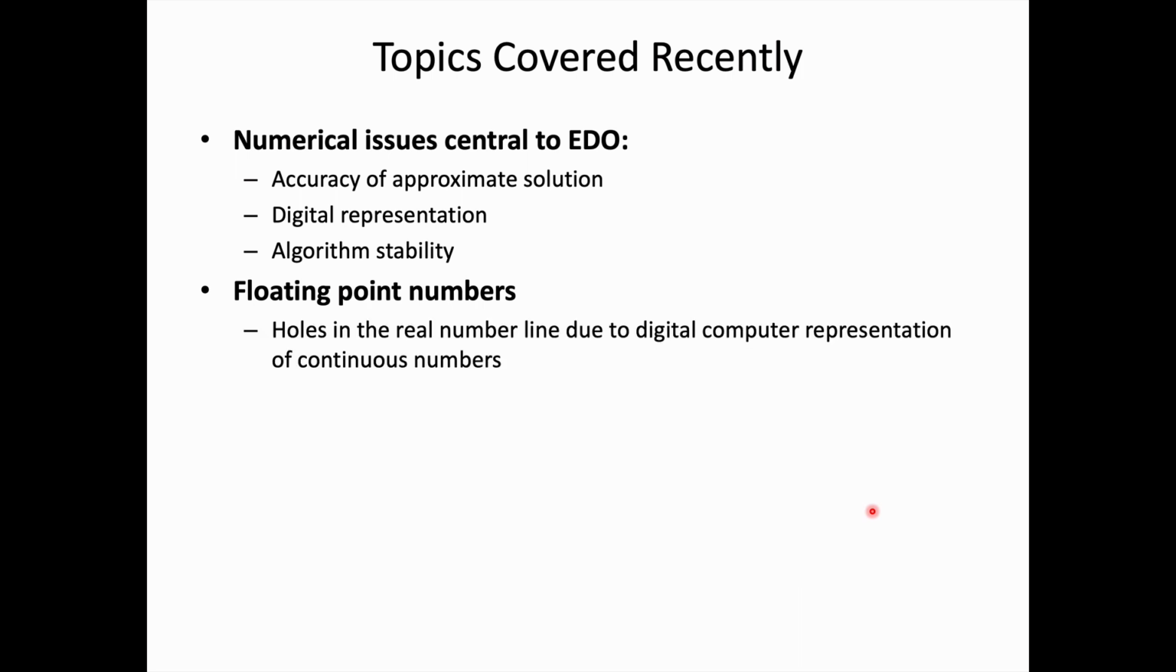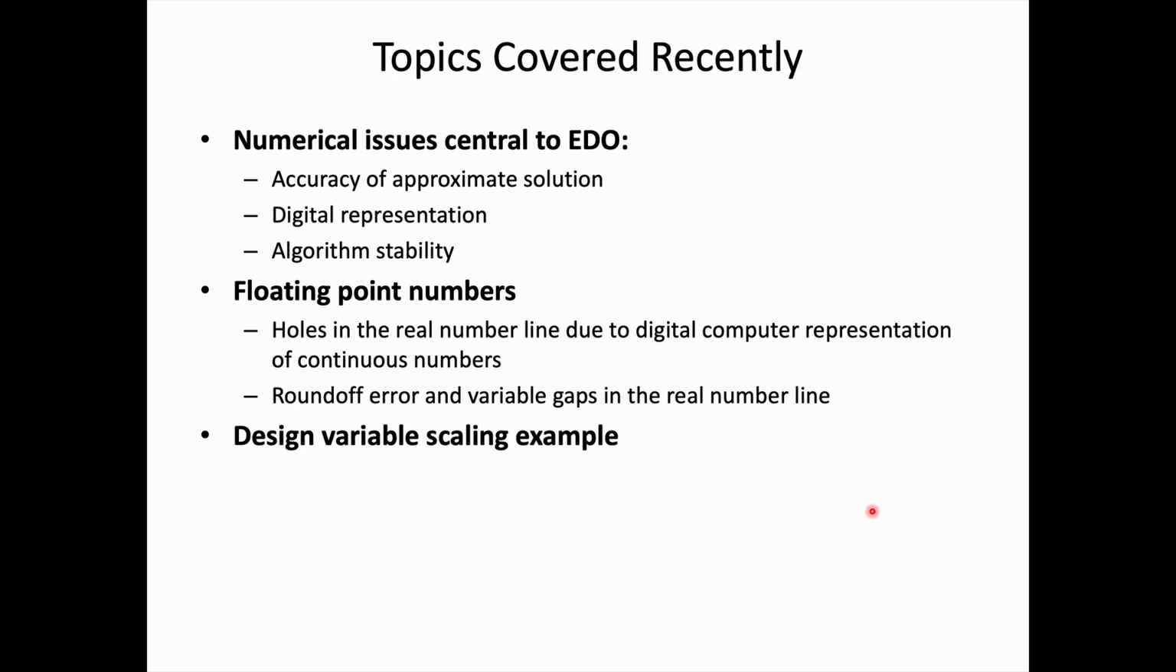Floating point numbers, we did go into a little bit of depth. One of the main points is that there are holes, these big gaps in the real number line, due to only being able to represent a finite number of numbers using a digital computer. So there's an infinite number of continuous numbers that we cannot represent using floating point representation. And because of things like the difference in size of these gaps on the real number line and round-off error, we're going to run into a number of different issues.